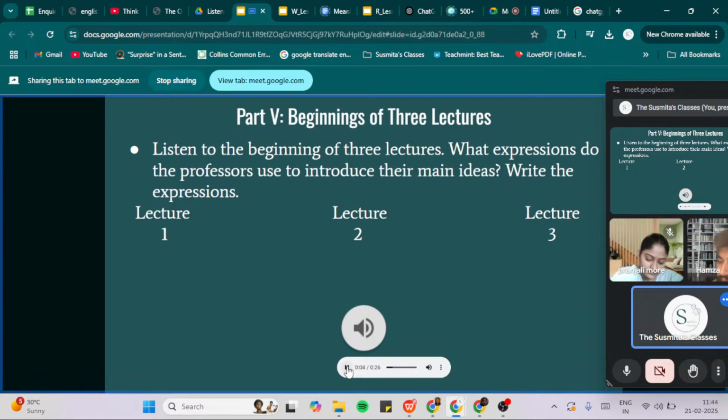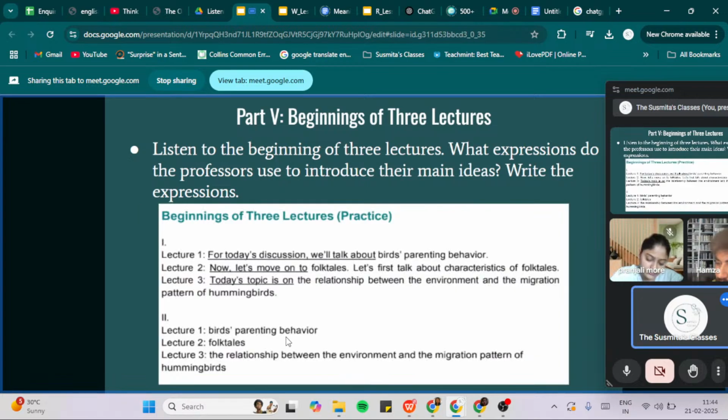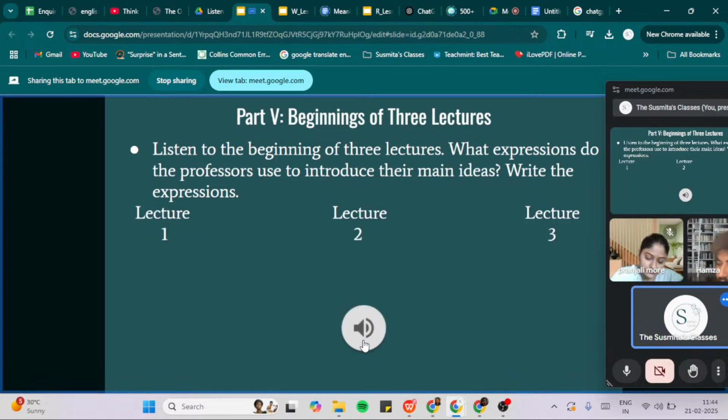For today's discussion, we'll talk about birds' parenting behavior. Sorry, I'll play it again. For today's discussion, we'll talk about birds' parenting behavior. Now, let's move on to folktales. Let's first talk about the characteristics of folktales. Today's topic is on the relationship between the environment and the migration pattern of hummingbirds.